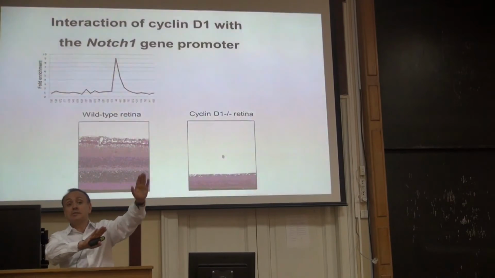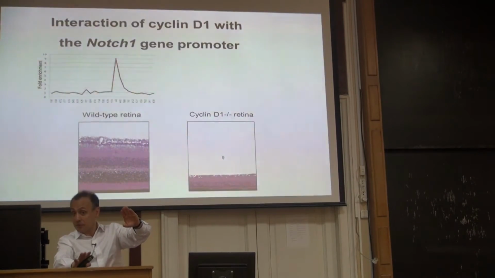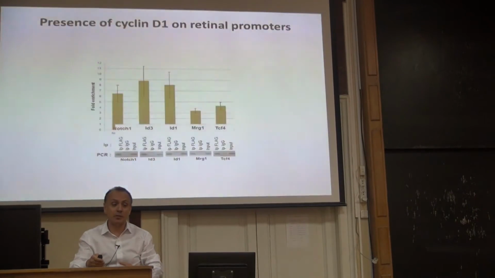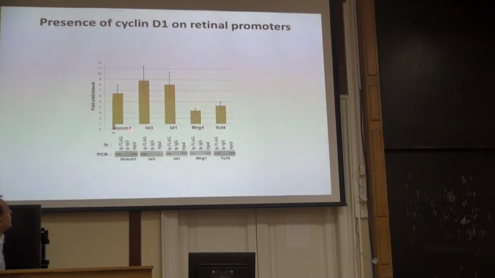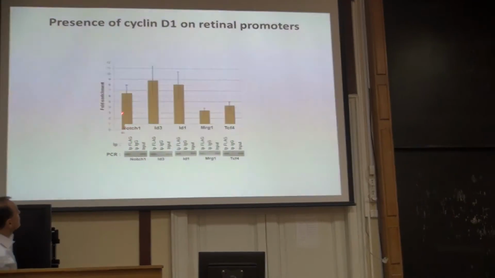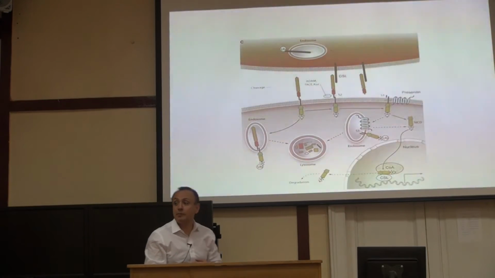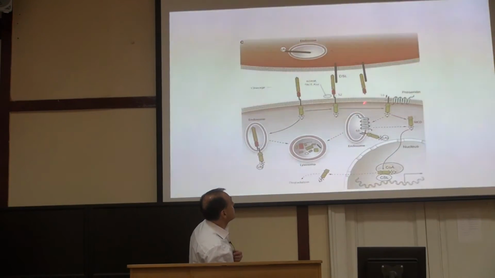Not only is cyclin D1 sitting on the promoter, but actually Notch expression goes down in the cyclin D1 knockout, as if cyclin D1 was sitting on the promoter and upregulating Notch expression. So first of all, we verified by targeted ChIP that indeed cyclin D1 is sitting on the Notch promoter. This is the Notch promoter, and this is enrichment. This is actual PCR.